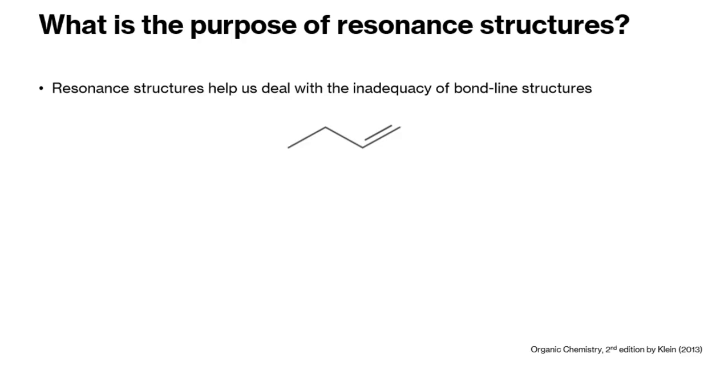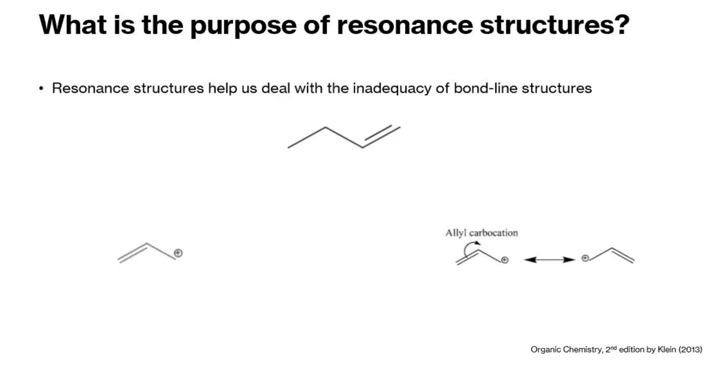Before we get into how to draw resonance structures, we're going to talk about their purpose. Resonance structures help to deal with the inadequacy of bond line structures. For example, this is a bond line structure of butene, and you can see that it's comprised of a single bond and then a double bond. And this is a perfectly adequate representation of butene.